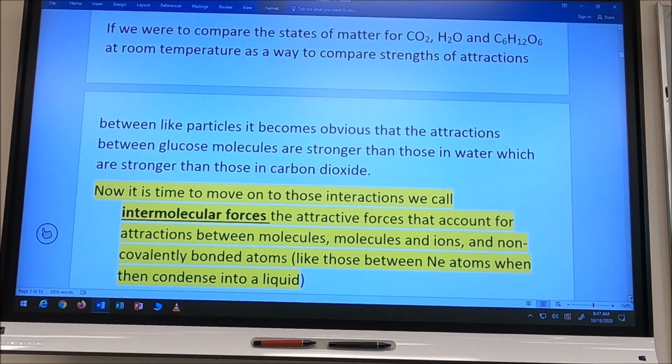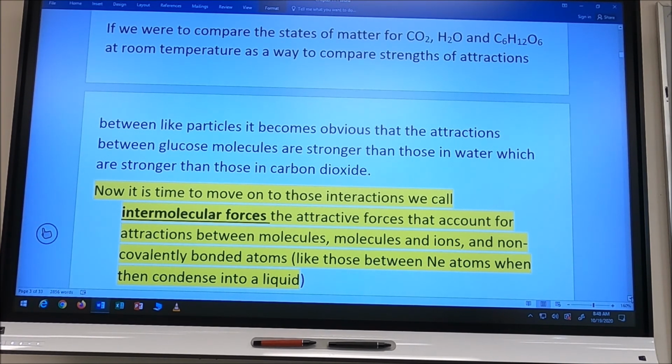So if we were to look at carbon dioxide, water, and glucose, CO2, H2O, and C6H12O6, and we were to look at their states at room temperature. CO2 is a gas at room temperature, water is a liquid at room temperature, and glucose is a solid at room temperature. So knowing that they're all at the same temperature, I know they all have the same average kinetic energy, which means they're all experiencing the same kind of collision forces.